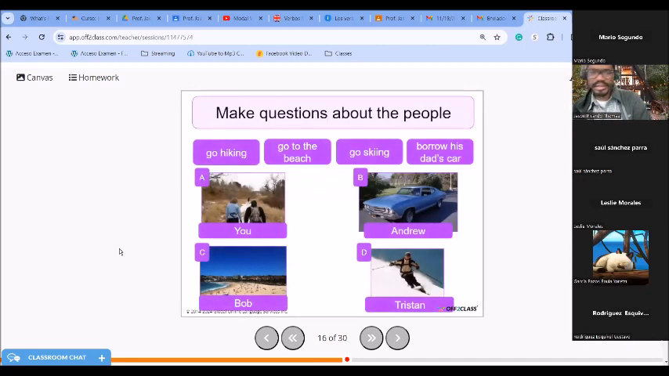Let's practice some questions. Allison, you first. You're trying to create a question with the clues you have, right? Let me give you an example. With A, we see the two people on a trail. So more than likely, they are hiking. Can you go hiking next weekend, for example? All right. Allison, try with Andrew in B.